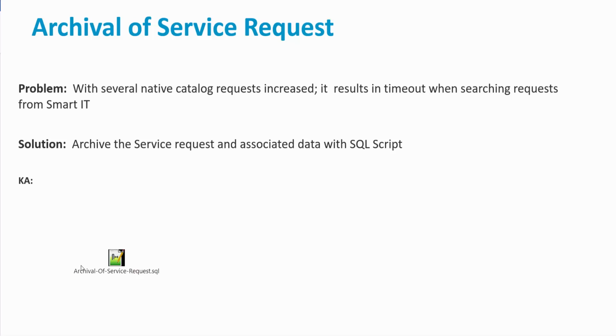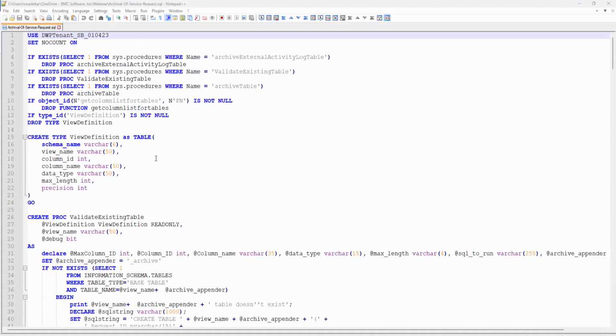In my last slide, I showed you the tables that we need to run archive against. At the current time, the BMC Digital Workplace Catalog doesn't have the ability to archive the service request and its related tables out of the box. As I said, archiving can provide performance improvements since queries will no longer need to query the data that is no longer relevant. Here is the SQL script that the engineering team has provided.